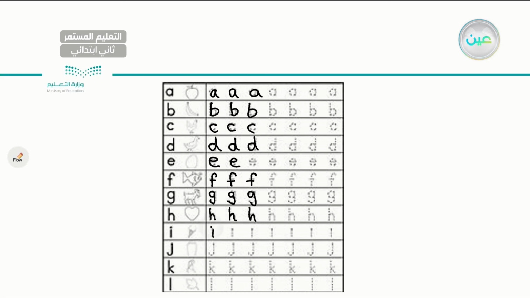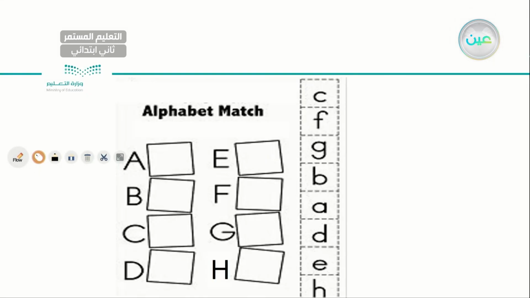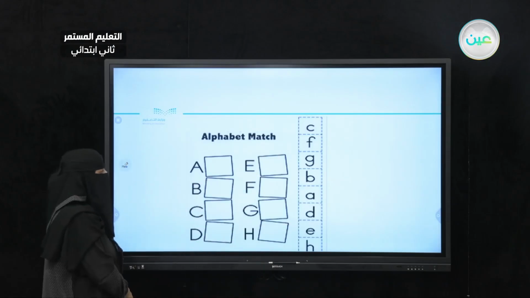I have letter I. Try to write between the lines. I have letter J. I have small k. And then small l. Keep practicing. And let's go to different exercises. As you can see here, try to match the capital with the small. I have capital A. Try to find out the small a here.